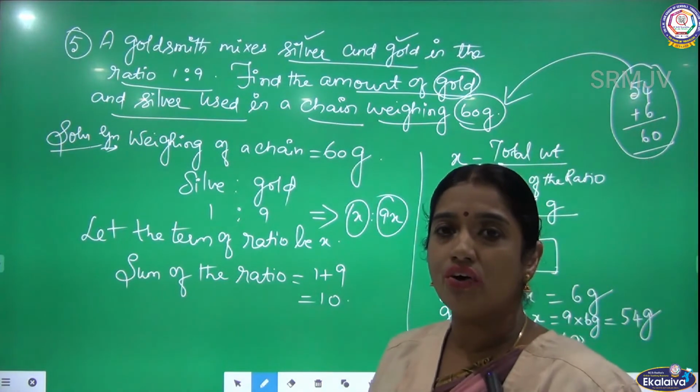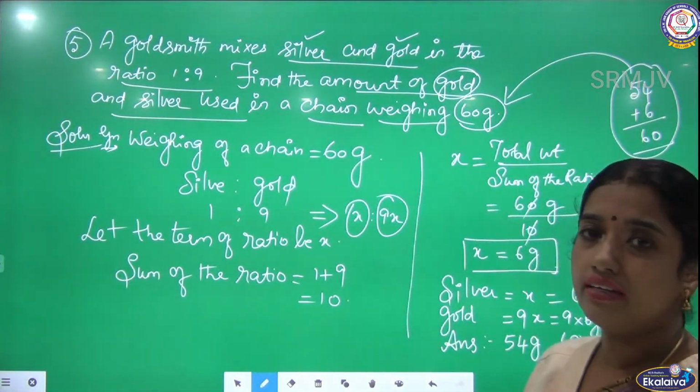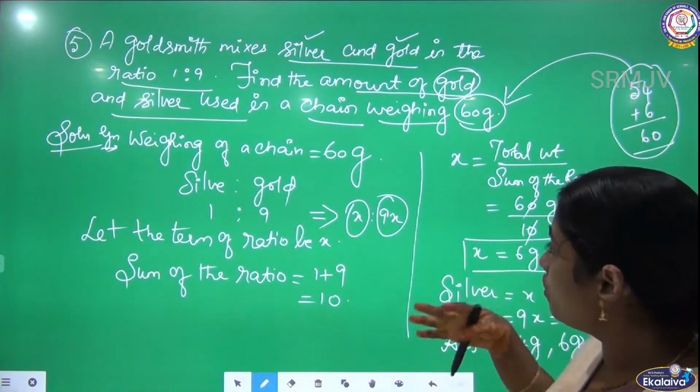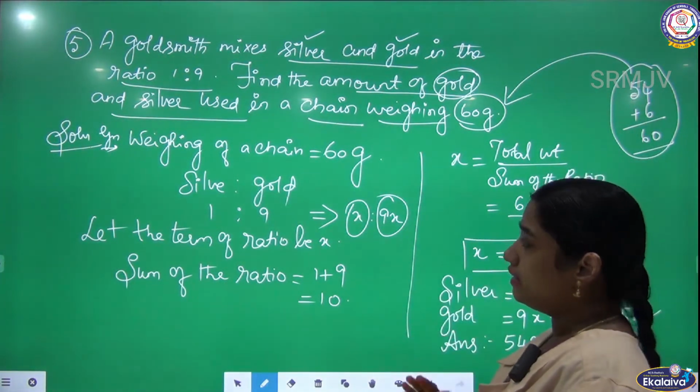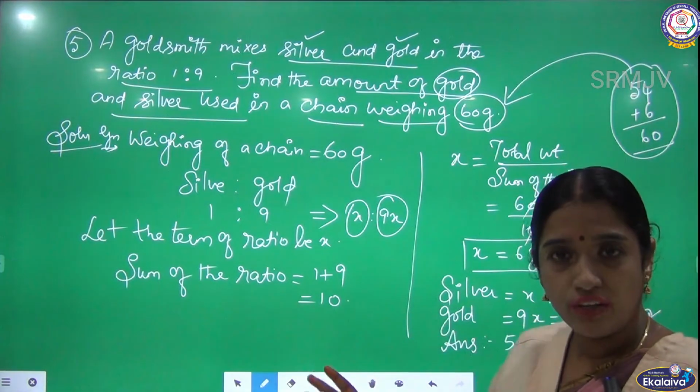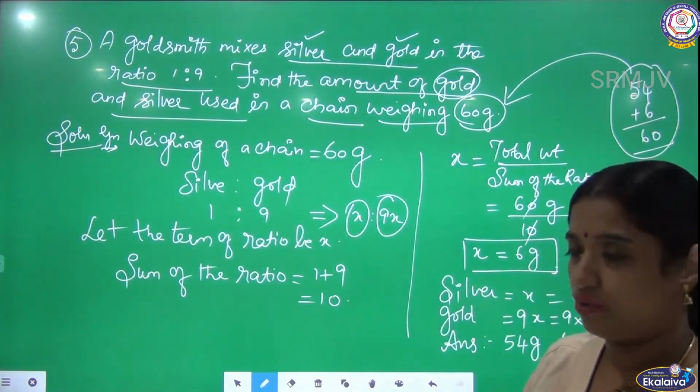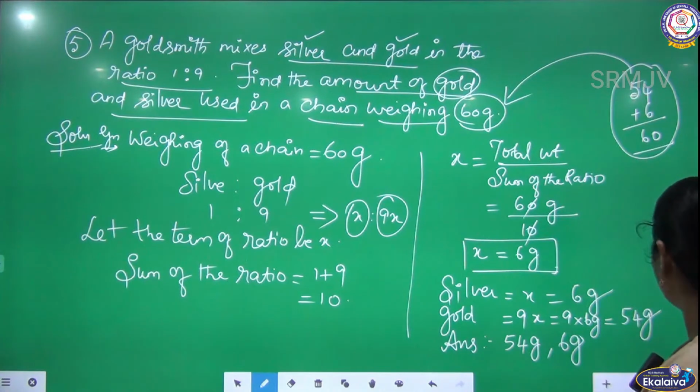Can you understand or not, children? Can you clear in this? See what is the ratio which they have given. We are going to find out for the ratio how much the value is. Can you clear this? Shall I move on to the next sum?